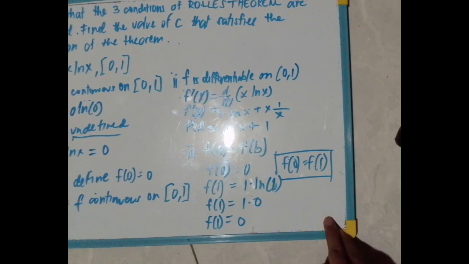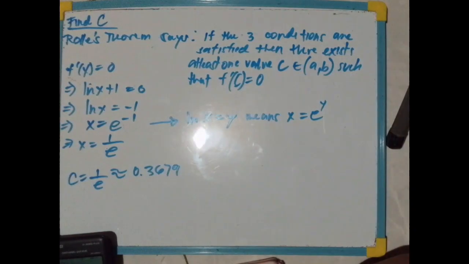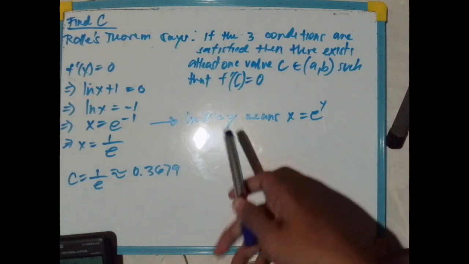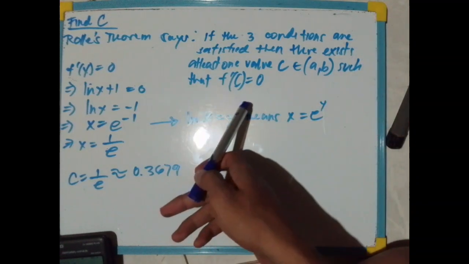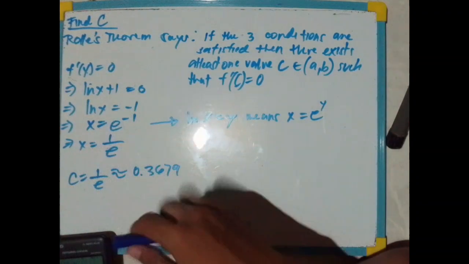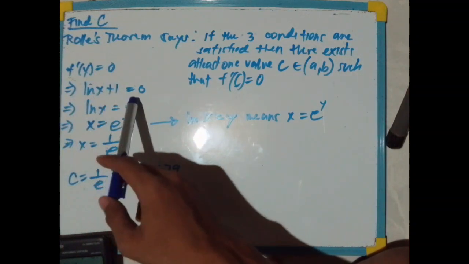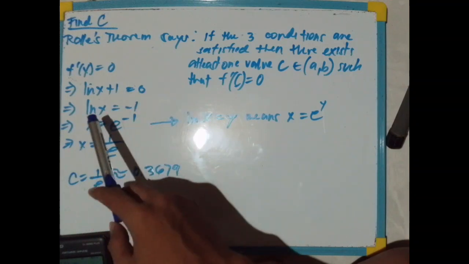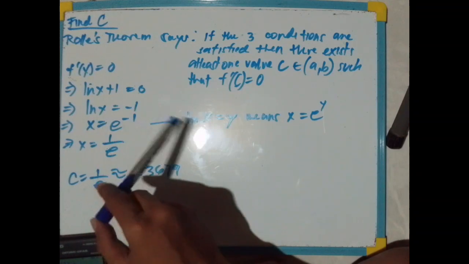Let's proceed to finding the value of c that will satisfy the conclusion of Rolle's theorem. Now, finding c, Rolle's theorem says that if the three conditions are met, then there exists at least one value c element of the open interval a and b such that f prime of c is equal to 0. So we're going to equate the derivative of the function to 0. So we have ln x plus 1 is equal to 0. Then transpose the positive 1. So we have ln x equals negative 1.